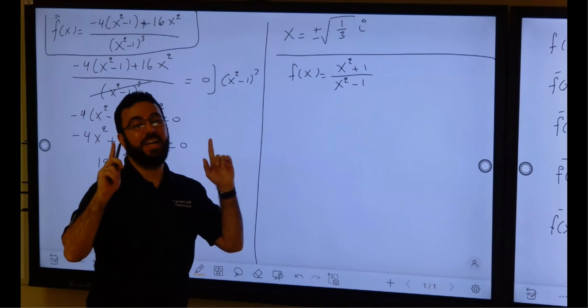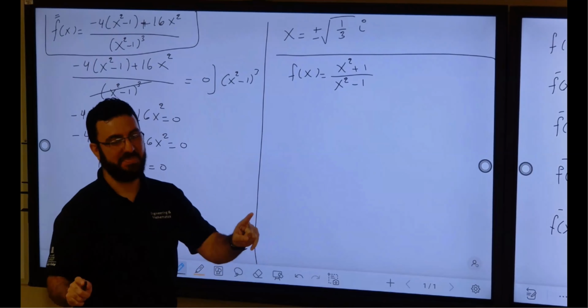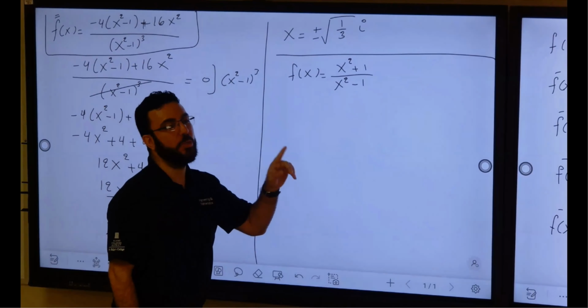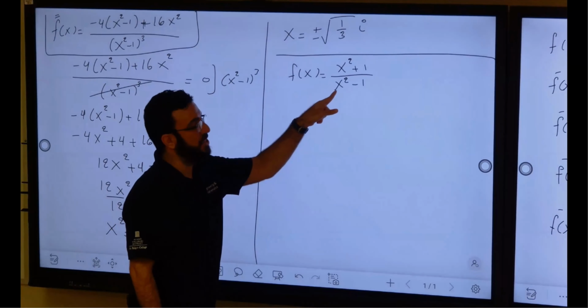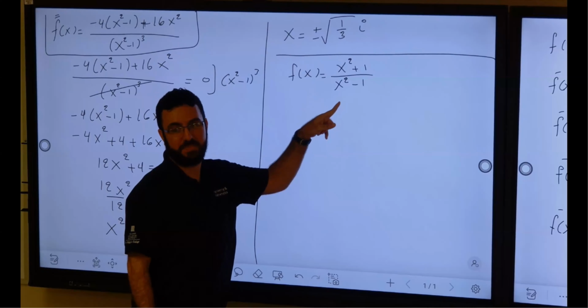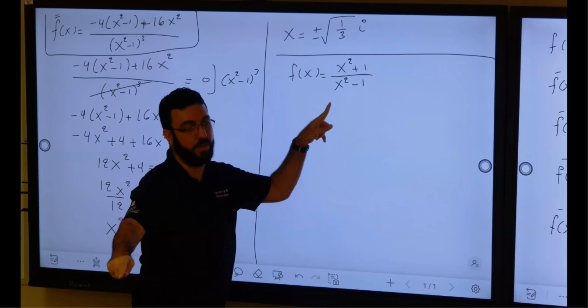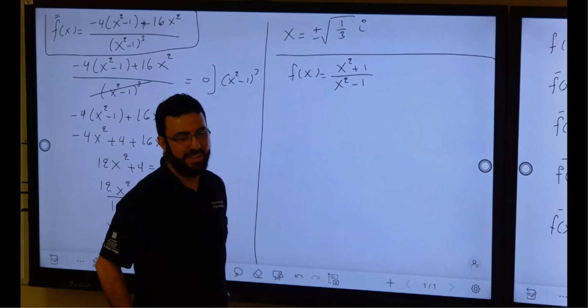As an asymptote. So your x is 1? No, that's not what you're trying to get to. Which number am I going to put in here to make the function undefined? She said 1 and positive 1. What does that mean?